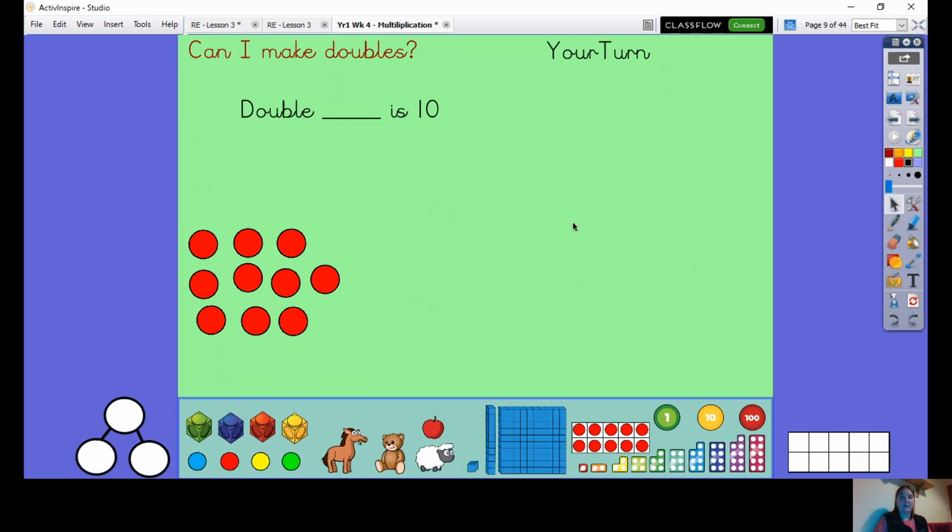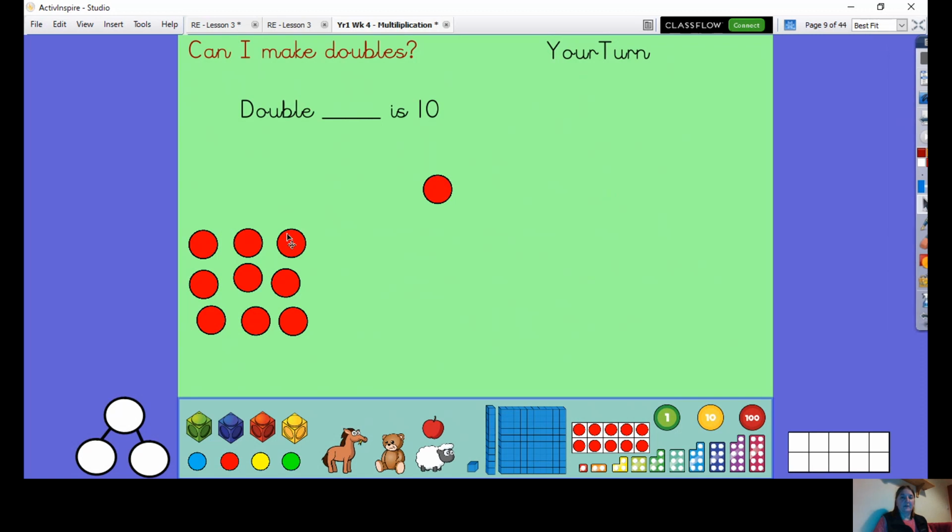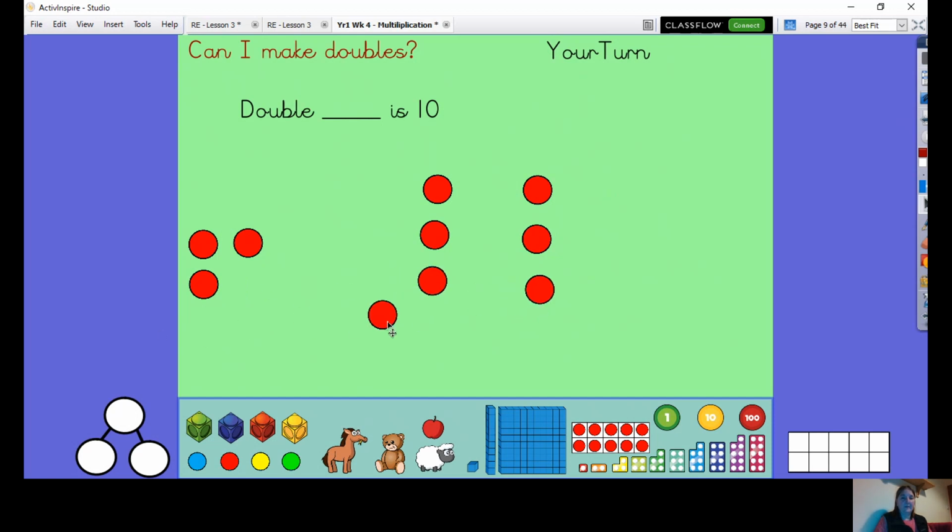Okay, so let's see how you got on. So I'm making 2 groups. I'm going there and there, and there, there and there. Okay. And I've got 2 left. Now I need to make sure that I've got the same number in each one. So I've got 1, 2, 3, 4, 5 there. I've got 1, 2, 3, 4, 5.